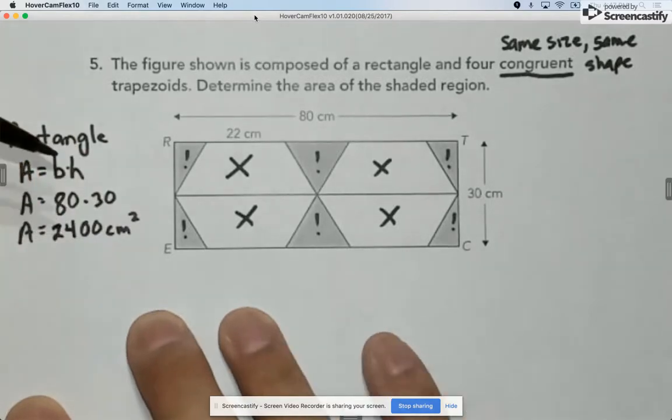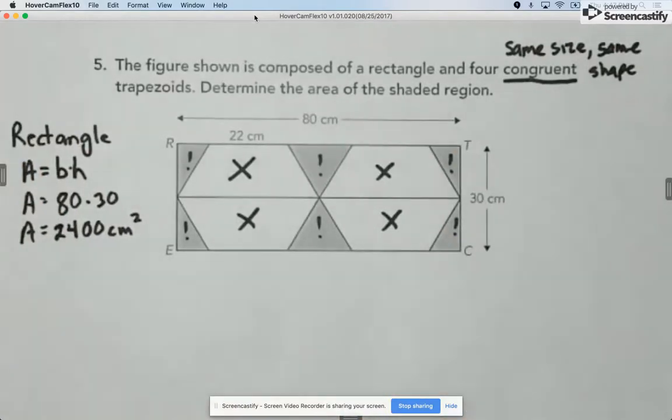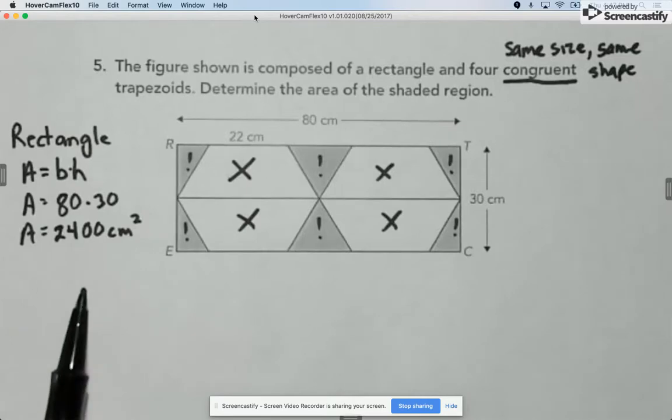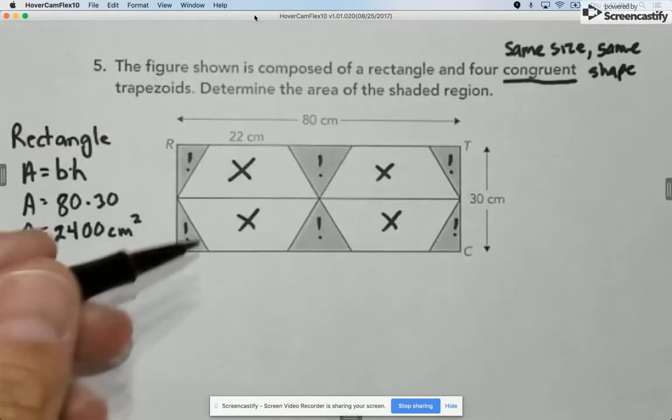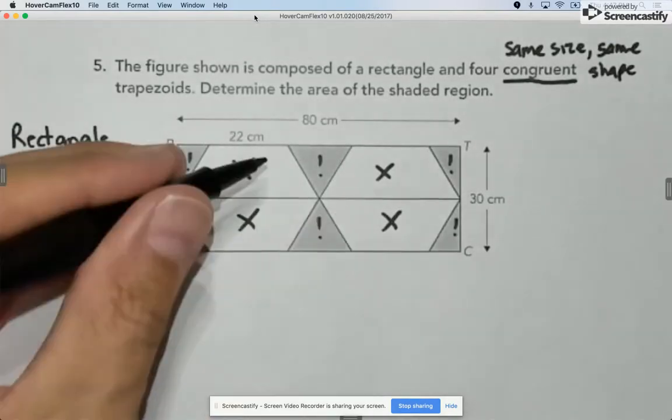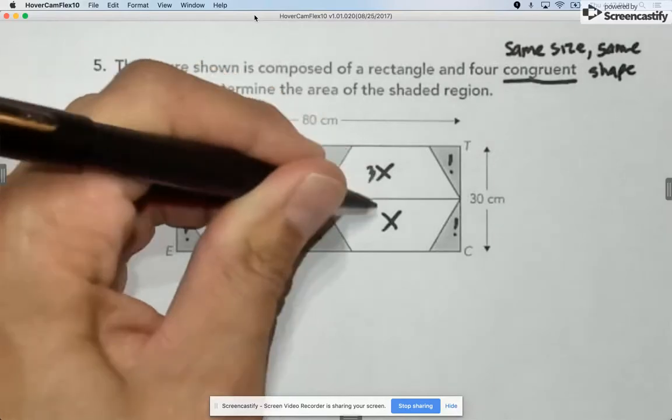Okay, so I know this whole thing is 2,400 centimeters squared. Now, I need to get rid of the trapezoids. There are 4 of them. So if I find the area of one of them, I can just multiply by 4 to get all 4 of them. The 1, 2, the 3, the 4.